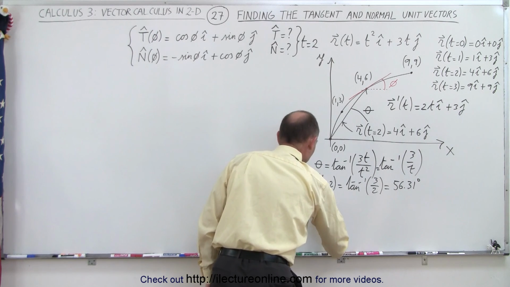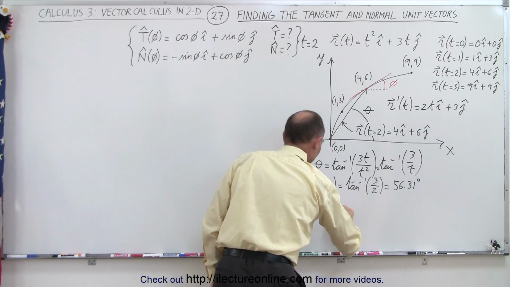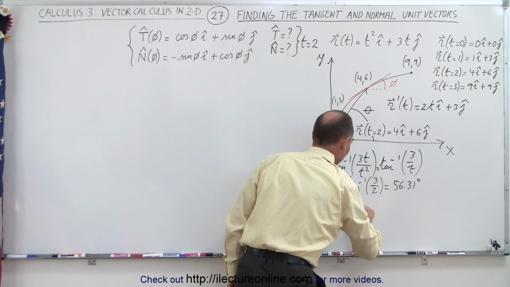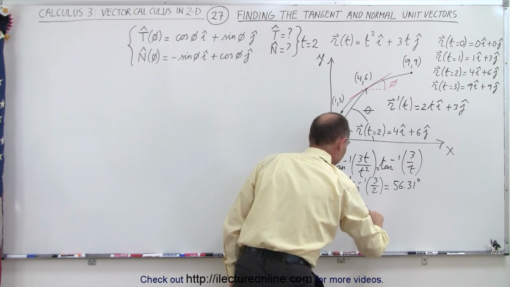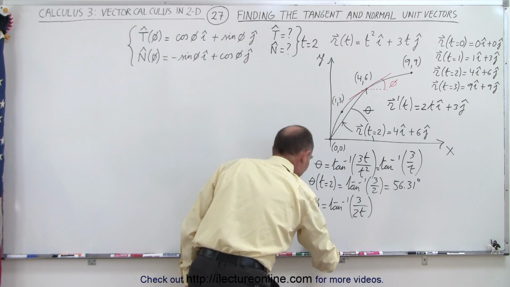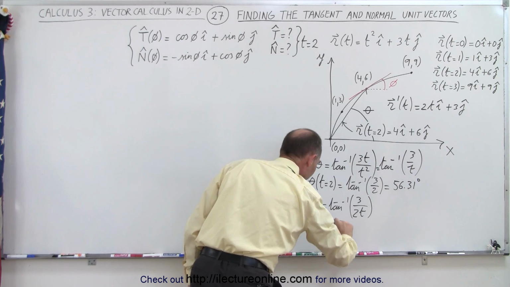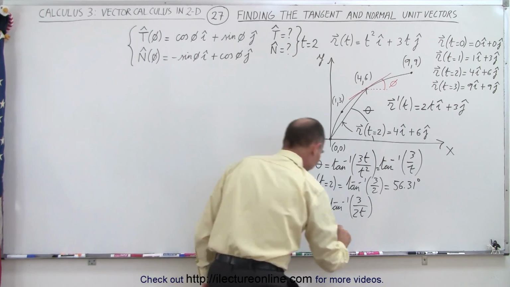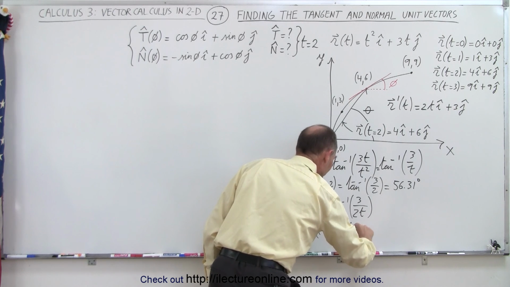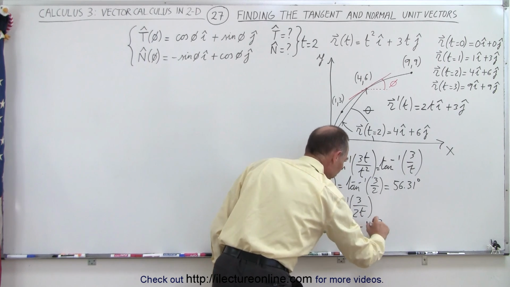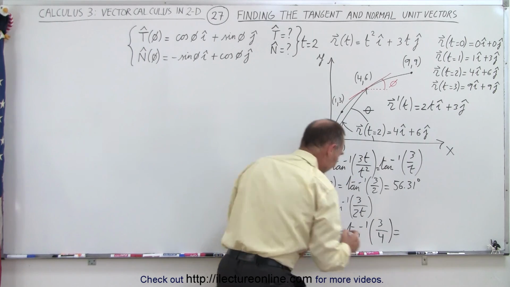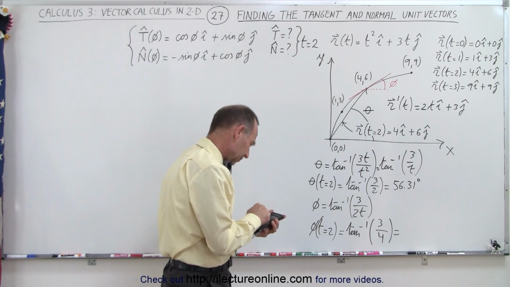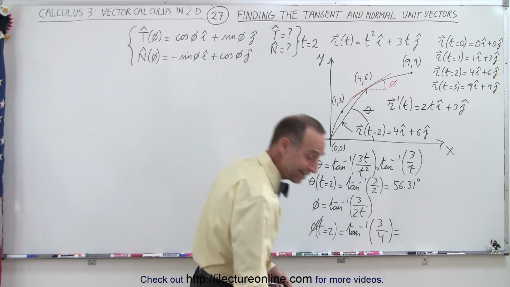And so now we can find phi. Phi is equal to the inverse tangent of the opposite, which is 3, divided by the adjacent, which is 2t. If we find phi when t is 2, where t of course represents any parametric variable, that's going to be equal to the inverse tangent of 3 over 2 times 2, which is 4. And let's see what that's equal to. 3 divided by 4, take the inverse tangent, which is 36.87 degrees.